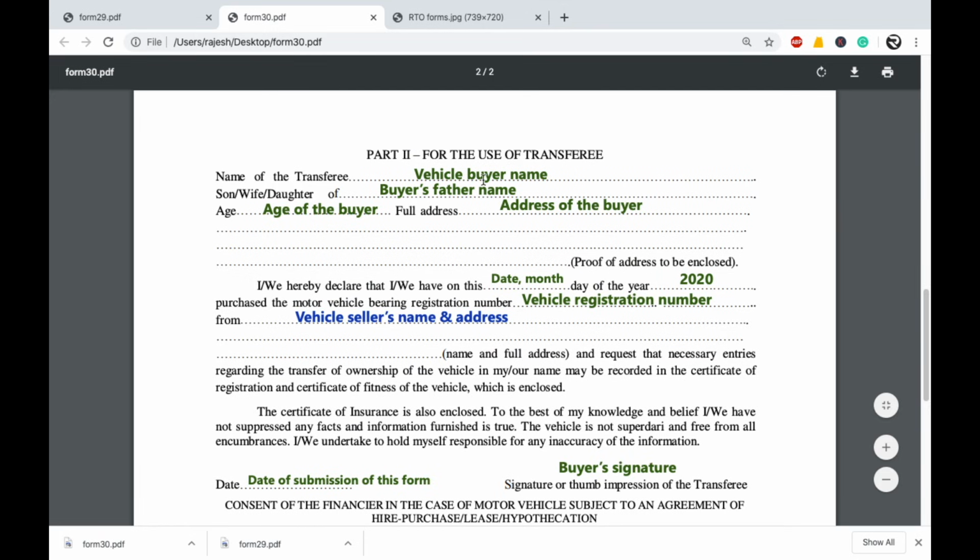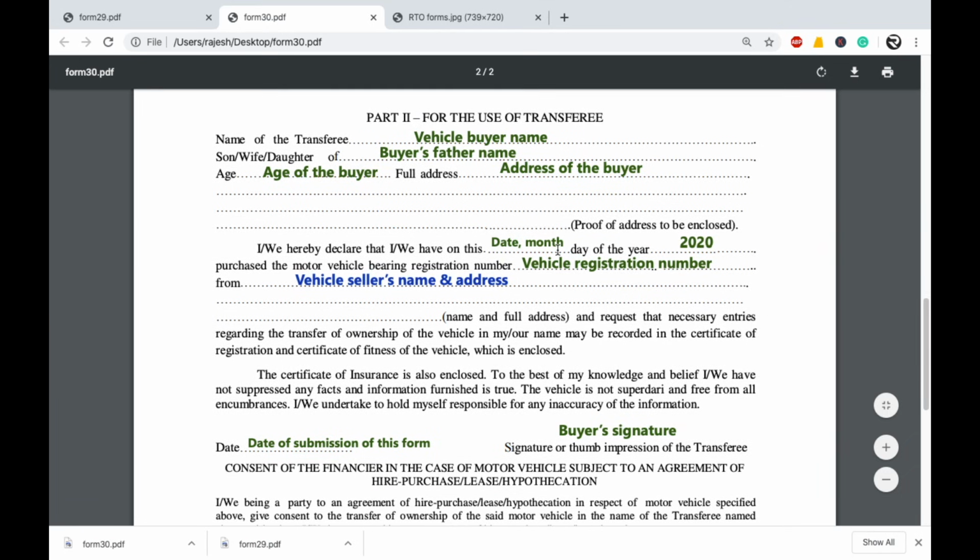First write the vehicle buyer's name, after that buyer's father name, after that age of the buyer, after that mention the complete address of the buyer. Here write the date and month on which the vehicle was sold, and after that mention the year, after that vehicle registration number, and after that here write the vehicle seller's complete name and address.